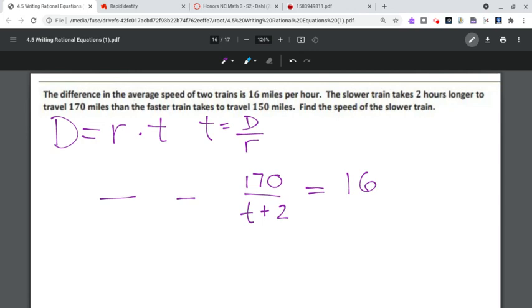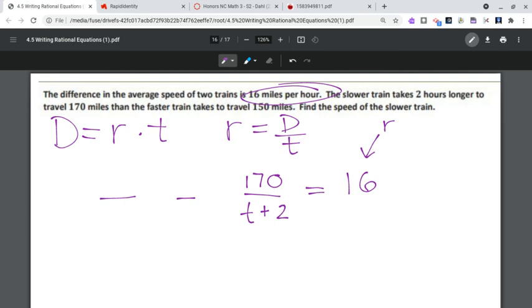And where I lost my train of thought. Sorry. The slower train takes 2 hours longer to travel 170 miles than the, oh, you know what? I did that wrong. We're not doing T equals D over R. Sorry, we're doing R equals D over T, because we're doing time at the bottom, 2 hours longer. I just transformed it like the other one when it should be the other way. R equals D divided by T, because this 16 is a rate, right? It's 16 miles per hour.